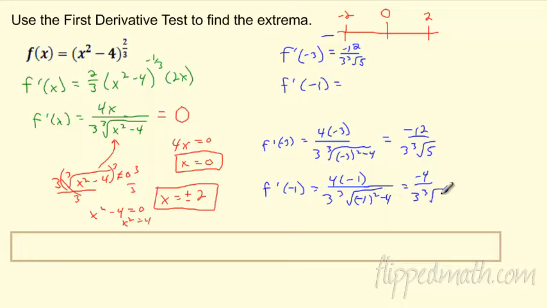So don't freak out. Sometimes people freak out when they get that negative. It's in a cube root. Totally cool. If you have a cube root of a negative, it's going to be a negative. So this is going to be a negative. And you could actually pull that negative out in front if you want. But it's going to be a negative over a negative. This is actually a positive number.